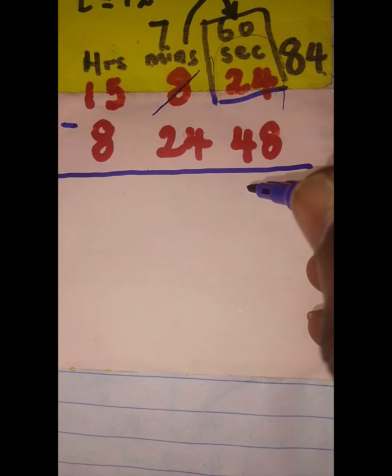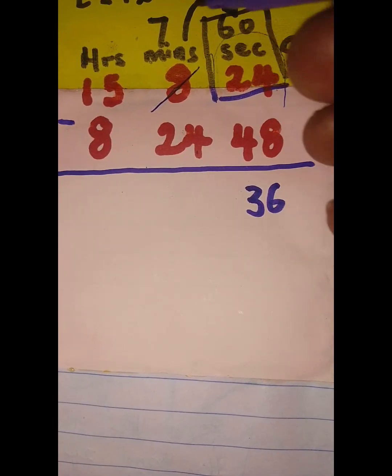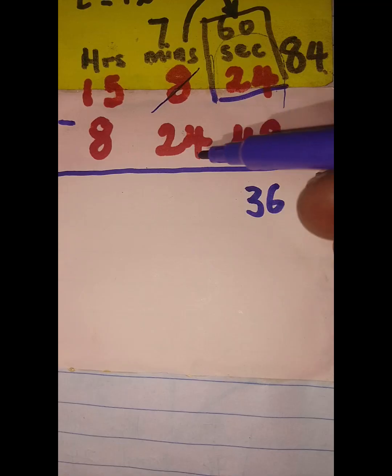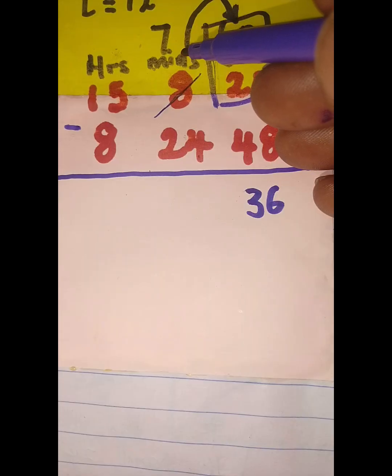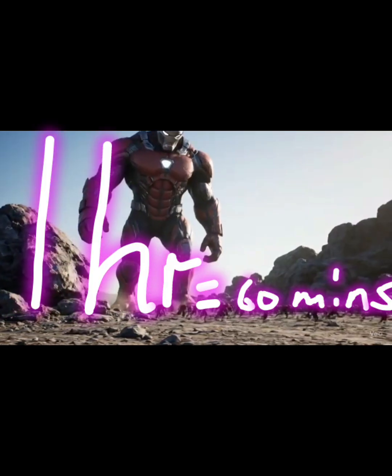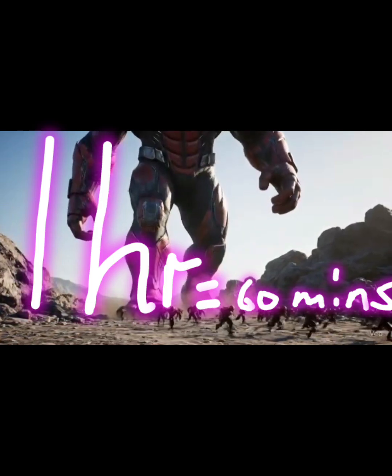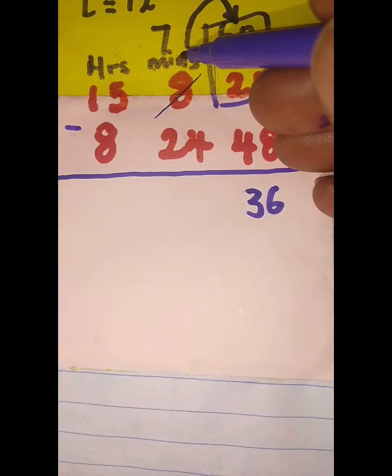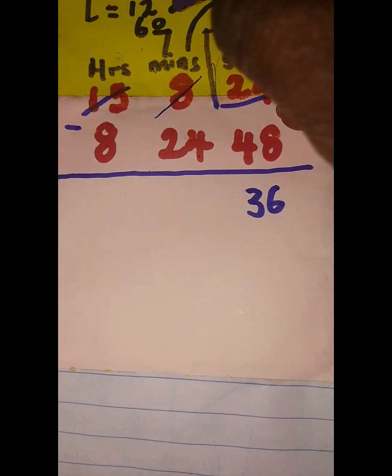You now go to the next one. 7 take away 24. You hold it as a total entity. 7 minutes take away 24 minutes is not possible, since 7 is smaller. In the same vein, you borrow 1 hour. When you borrow 1 hour, it comes to minutes and becomes 60 minutes. So it no longer becomes 7 minutes, it becomes 60 and 7. 60 plus 7 is 67.